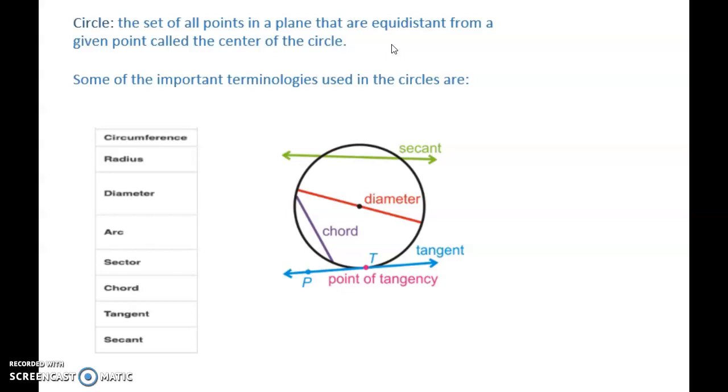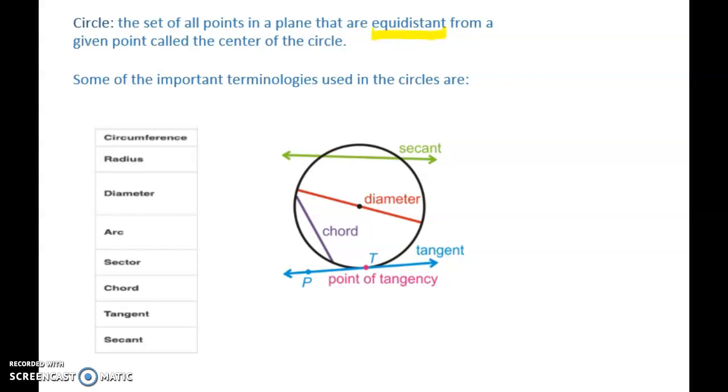We know the basics of circles ever since we learned about shapes in kindergarten and elementary school. But what exactly is a circle? A circle is the set of all points in a plane that are equidistant, meaning equal, from a given point called the center of the circle.